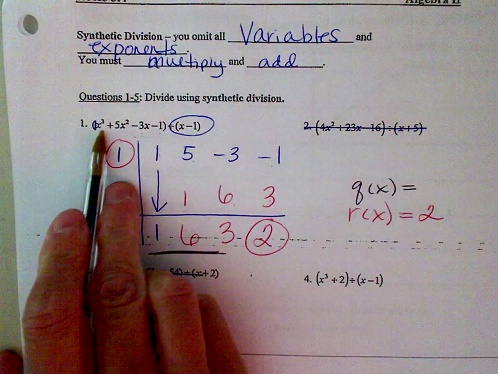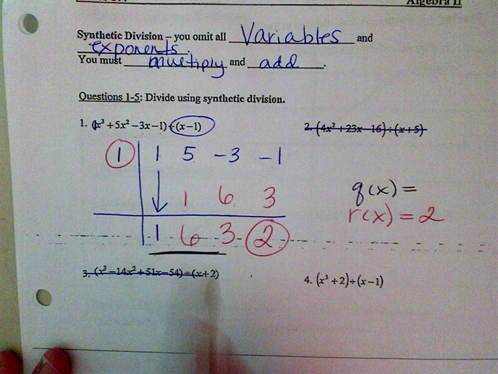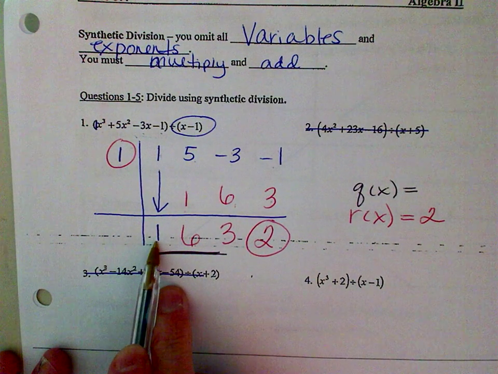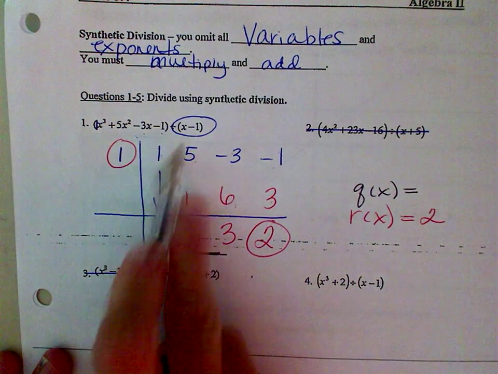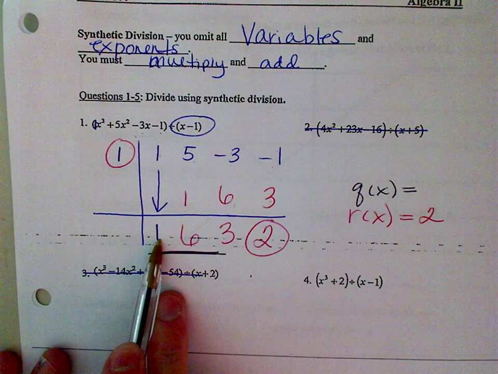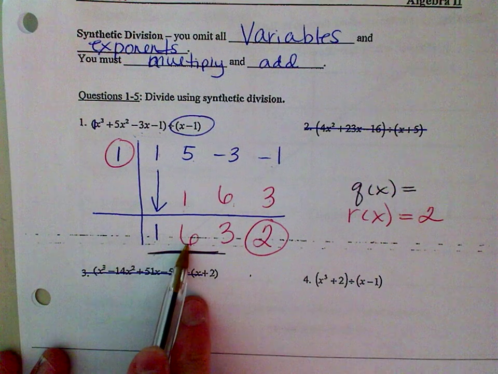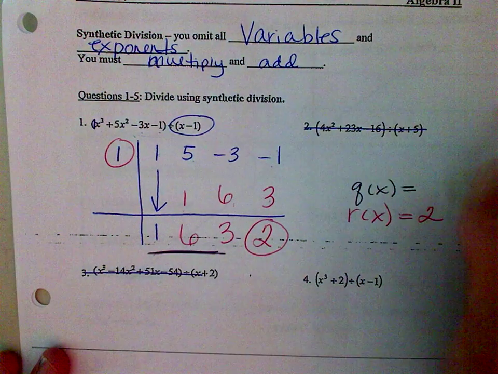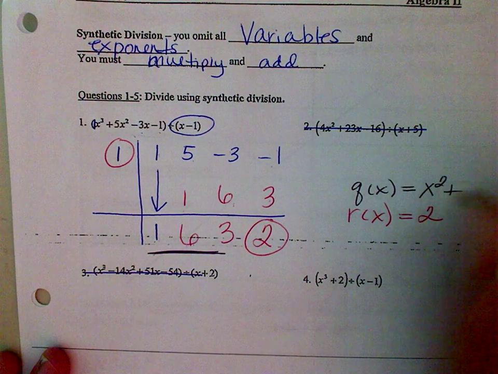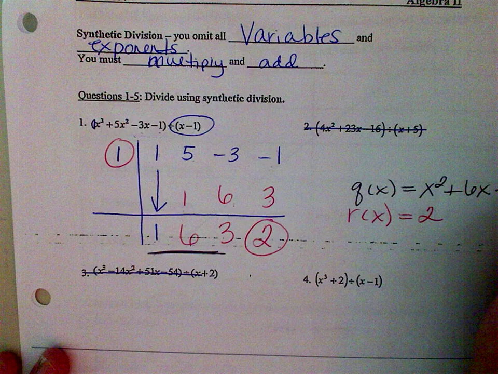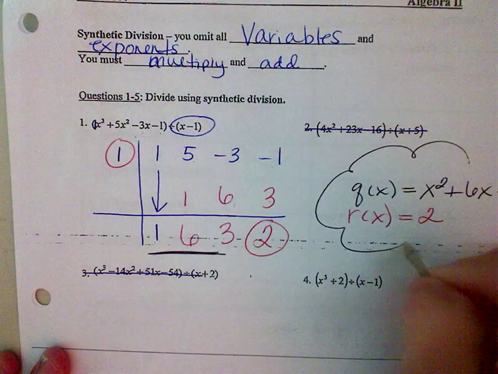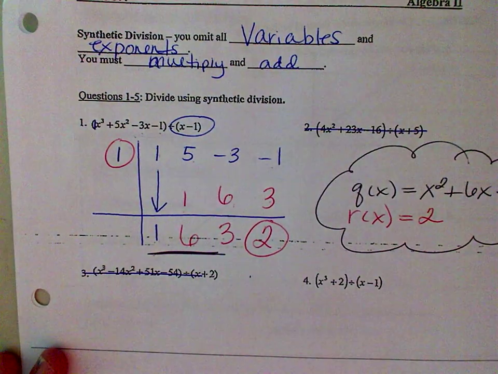Now since I started with an x cubed and I divided, this should not be x cubed anymore. It's going to be x squared because I divided it by an x. So this is going to be 1x squared plus 6x plus a number, which is 3. So all of this is my answer to number 1.